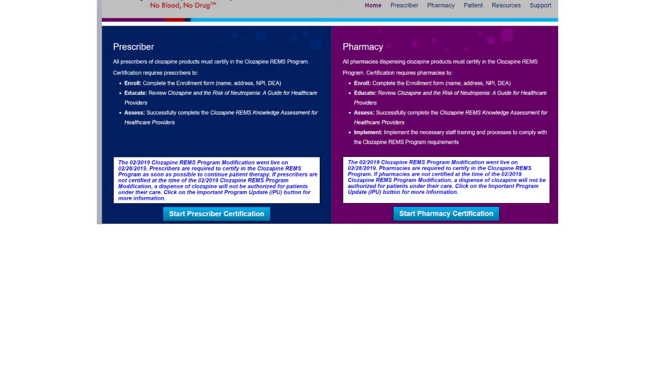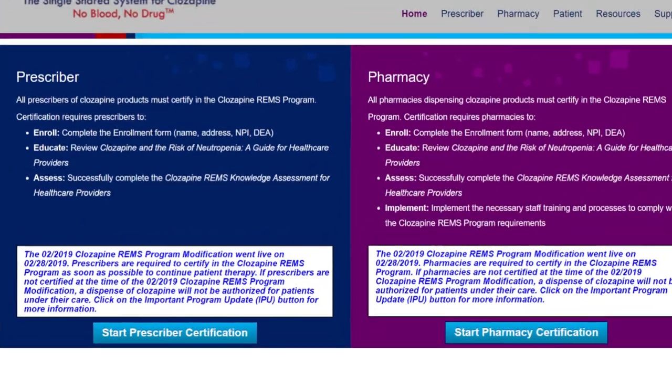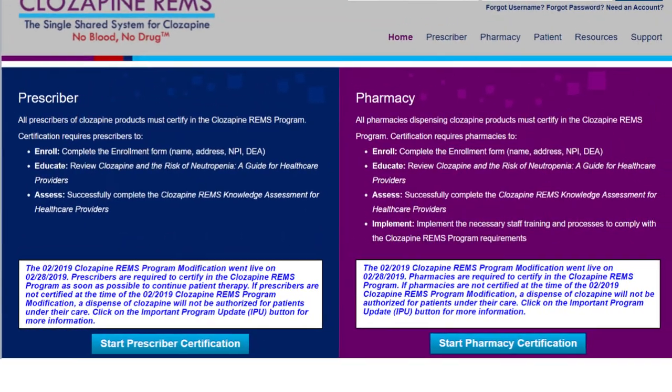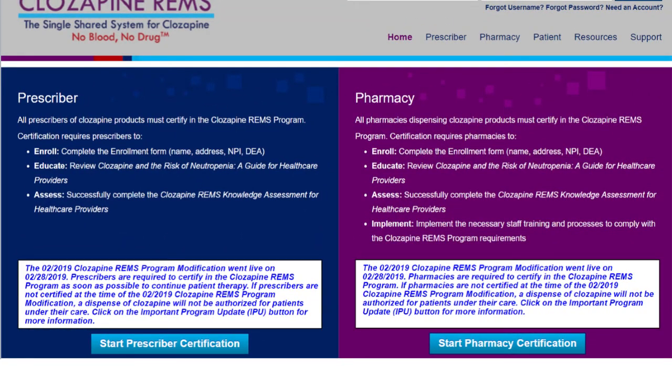This is the website that prescribers and pharmacies must register on for dispensing and prescribing clozapine. So the prescriber must enroll in this program in order to write prescriptions for it, and the pharmacy dispensing it must also enroll. And you can see there are a number of requirements for both healthcare entities in this system.